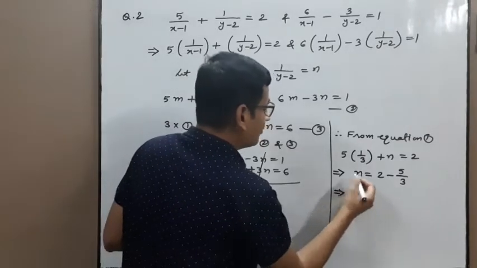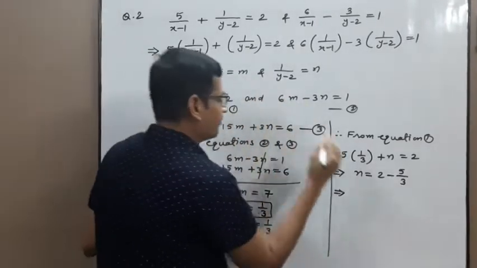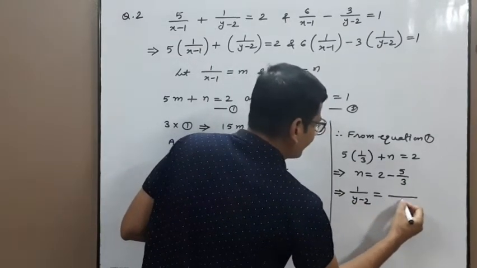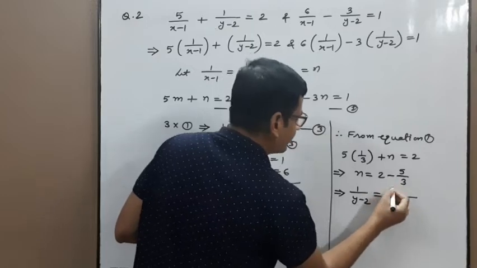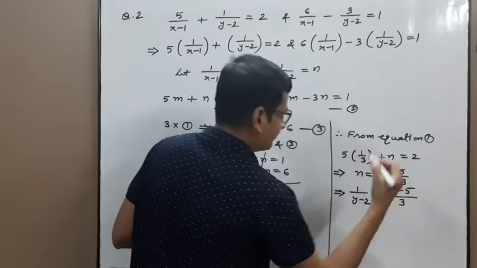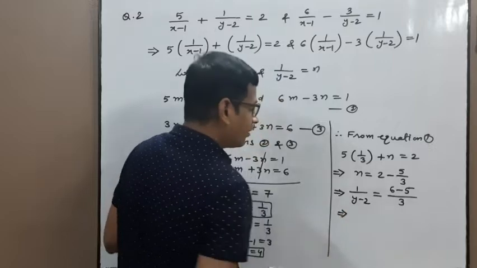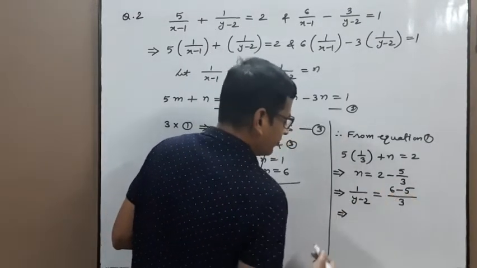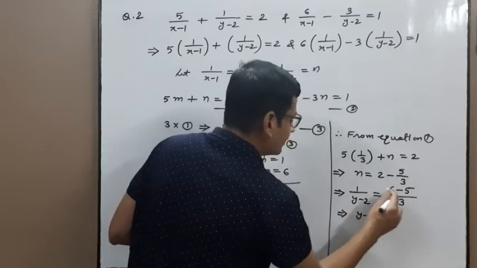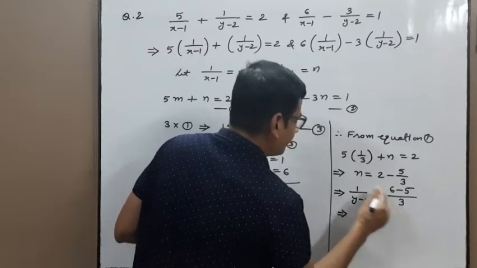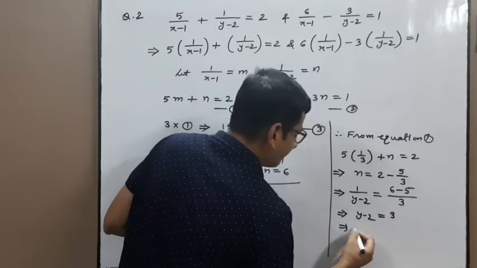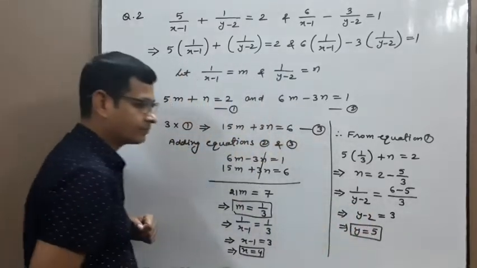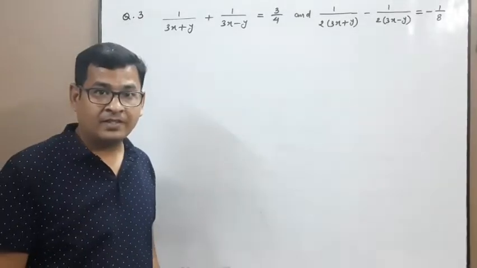Now substitute the value of n. n is equal to 1 upon y minus 2. Now taking LCM 3, 3 twos are 6 minus 5. Now cross multiply. y minus 2 into this. 6 minus 5 means 1. So y minus 2 into 1 means y minus 2 equal to 3. So y is equal to 5. Next problem.